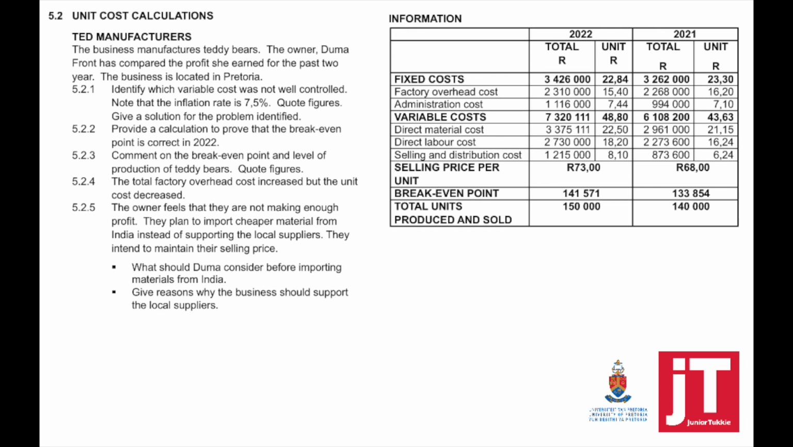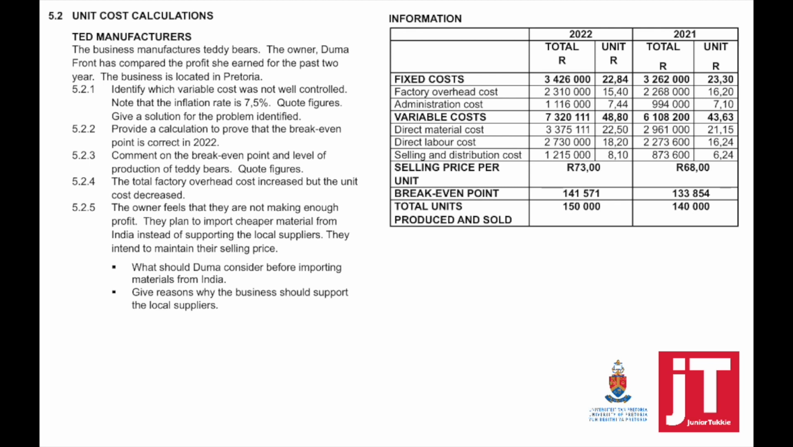5.2.1 Identify which variable cost was not well controlled. Note that the inflation rate is 7.5%. Quote figures and give a solution for the problem identified. 5.2.2 Provide a calculation to prove that the break-even point is correct in 2022. Number 3, comment on the break-even point and level of production for teddy bears. Quote figures. Number 4, the total factory overhead cost increased, but the unit cost decreased. Explain why the fixed cost per unit decreased.